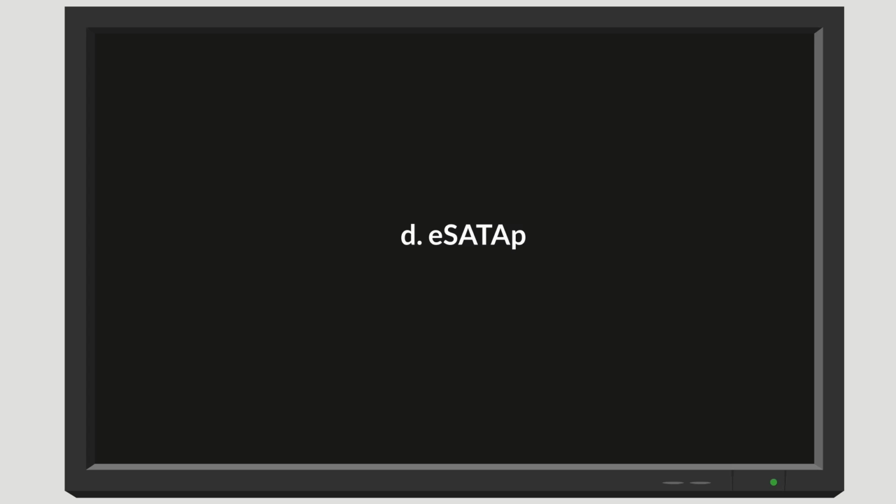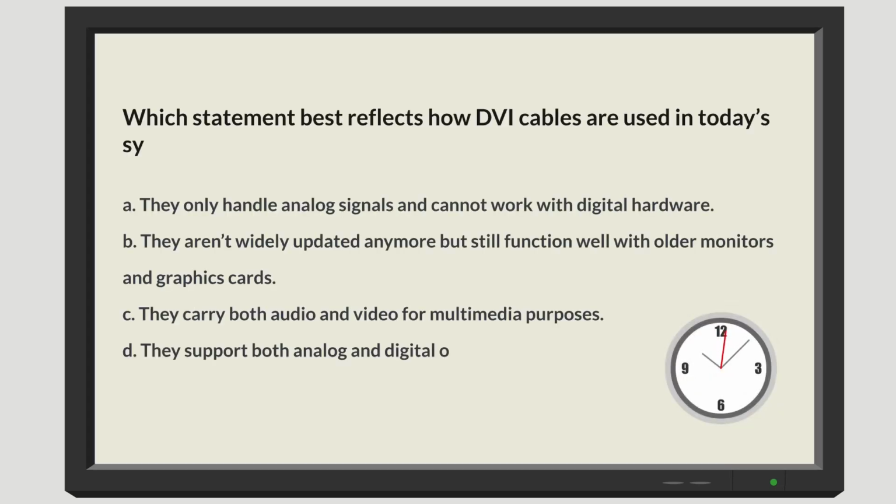The correct answer is eSATA-P because it's the only connector that supports both SATA data and USB functionality in a single port. Which statement best reflects how DVI cables are used today?